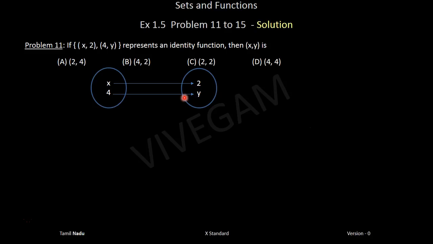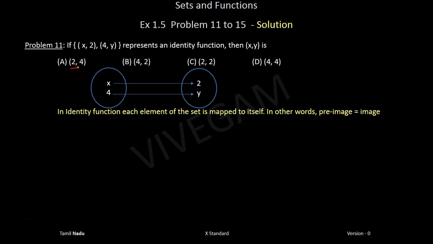Therefore, the identity function is represented by (x, y), which is (2, 4). Because it is x and y, it is not y and x. So x is equal to 2 and y is equal to 4. So it's option A. In an identity function, each element of the set is mapped to itself. In other words, pre-image equals image. That's what I've done, right? Because the pre-image and the image are both equal, x will be equal to 2 and 4 will be equal to y.